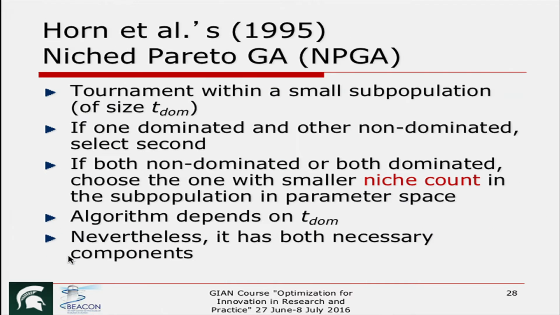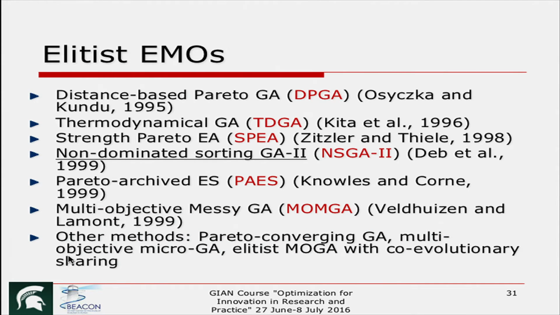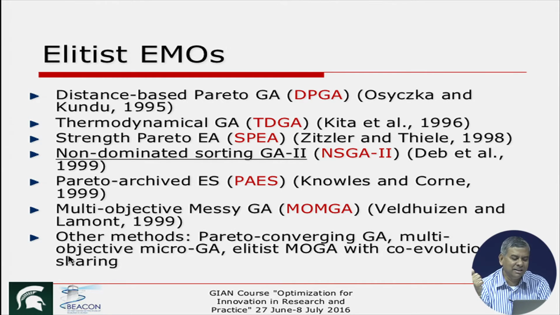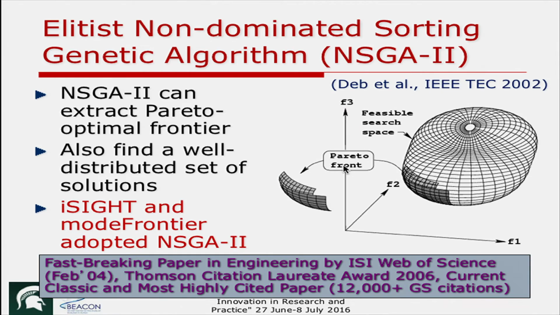Let me skip other methods and straight away come to the elitist type of methods, where again many different methods exist. I'm going to talk about only one, NSGA-II, or maybe SPEA-II also a little bit. So what is NSGA-II? It can do 2 and 3 objective optimization well. More than that, all of these methods have their weaknesses. Then we'll talk about many-objective algorithms later.